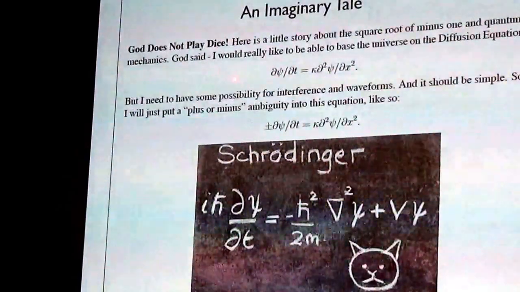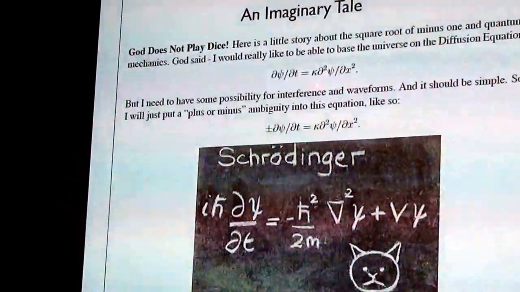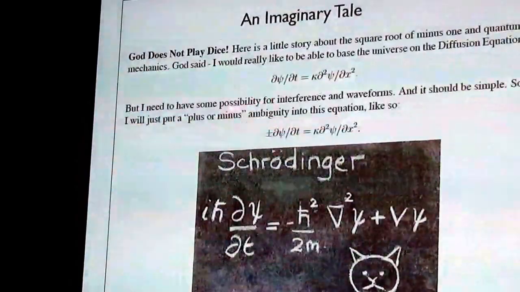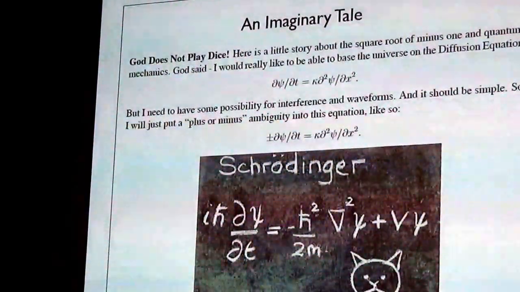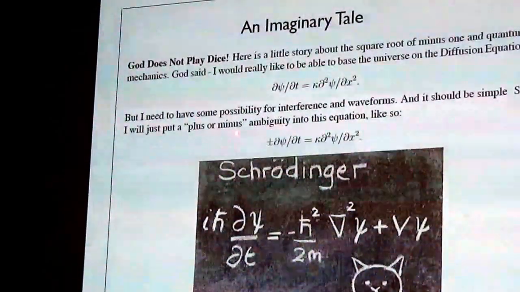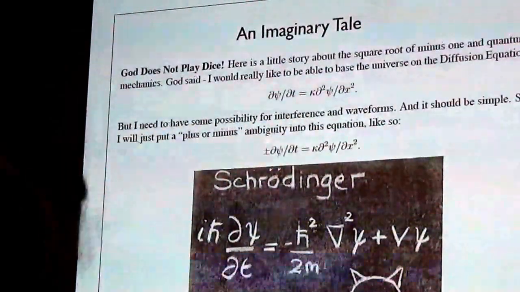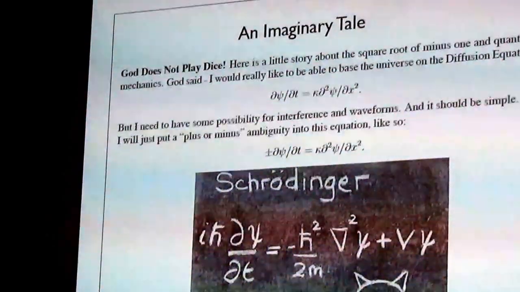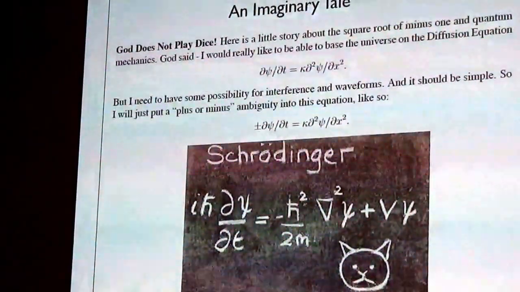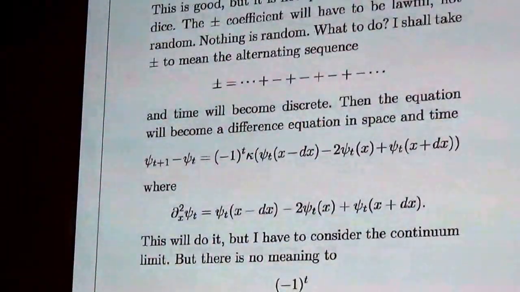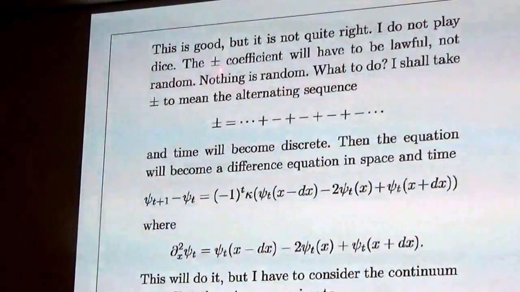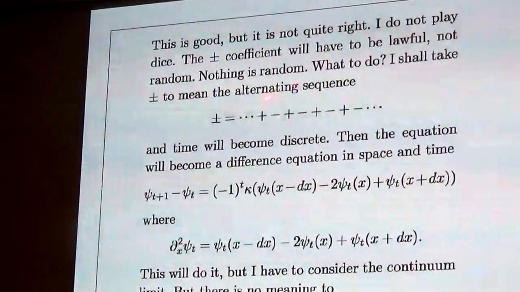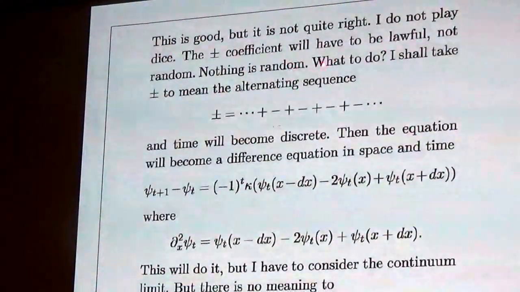God said, I would really like to be able to base the universe on the diffusion equation. But I need to have some possibility for interference in waveforms, and it should be simple. So I'll just put a plus or minus ambiguity into this equation like this. This is good, but it's not quite right. I do not play dice. The plus or -1 equation will have to be lawful, but not random. Nothing is random. What to do?